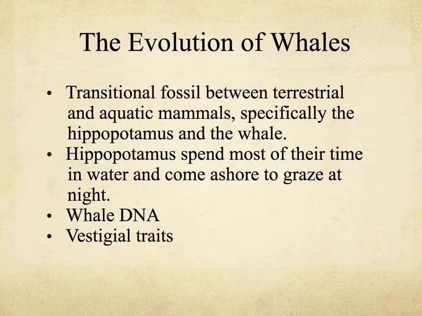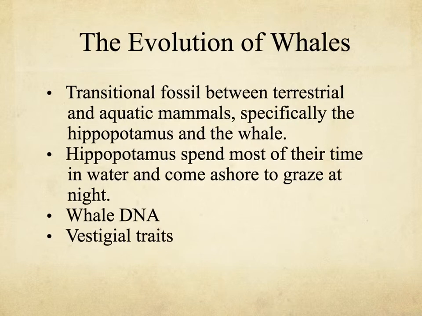Another example of transitional fossils are between terrestrial and aquatic mammals, specifically the hippopotamus and the whale. Biologists believe that the whale's closest relative is the hippopotamus. Hippopotamus spend most of their time in water and come ashore to graze at night, making them both aquatic and terrestrial mammals.